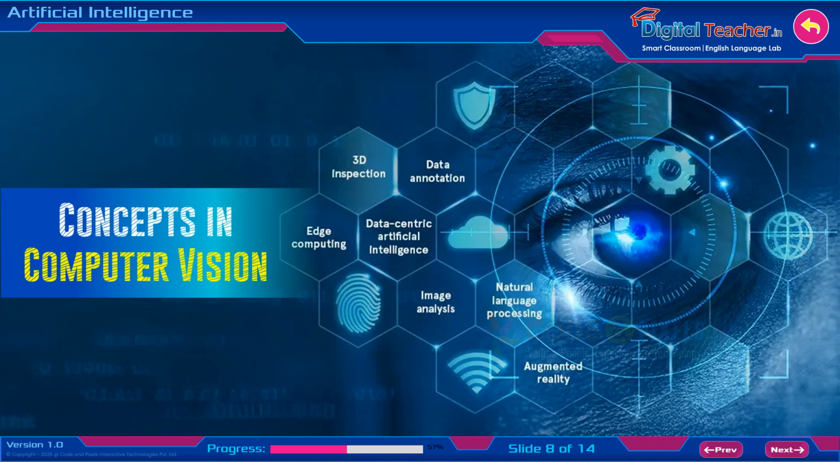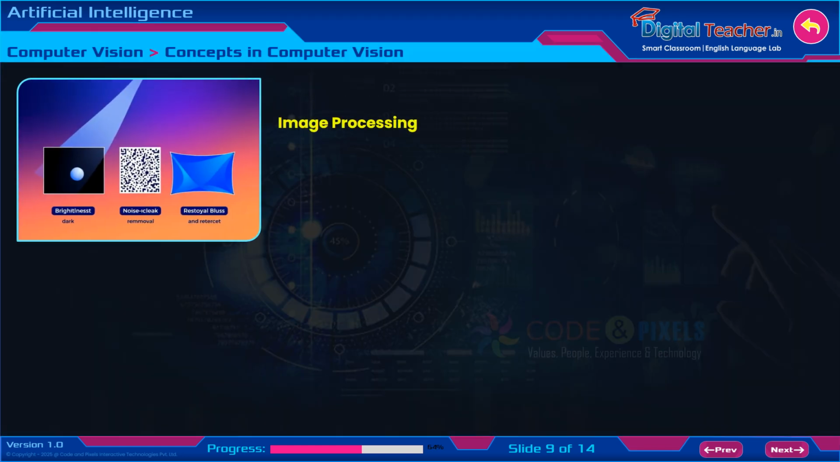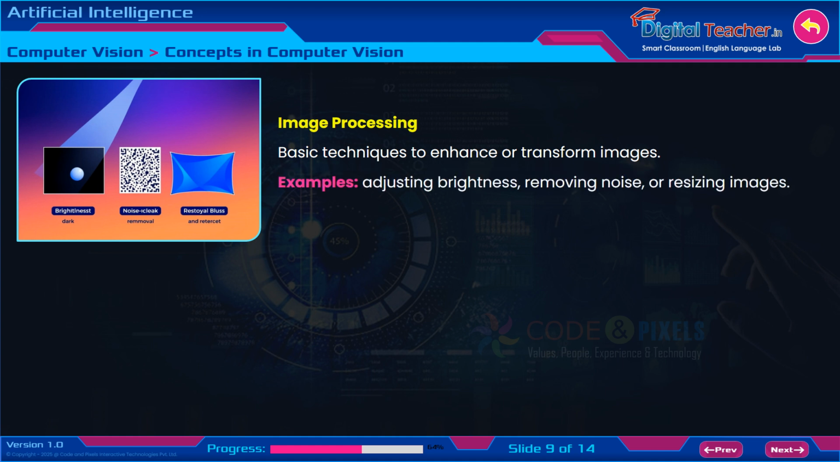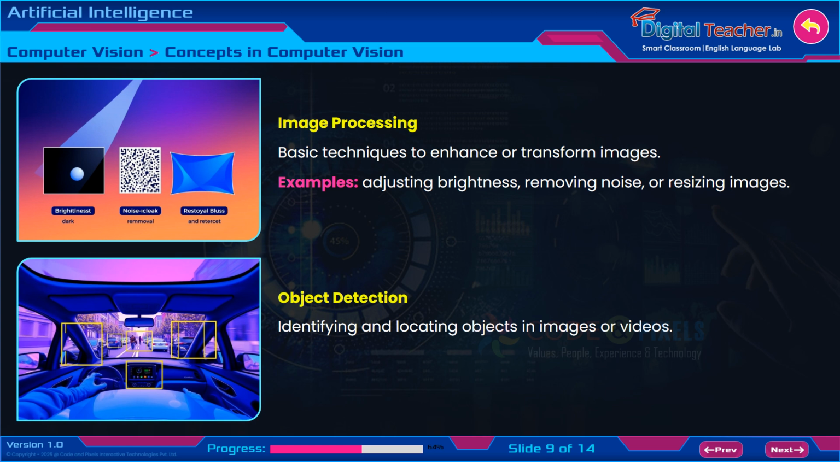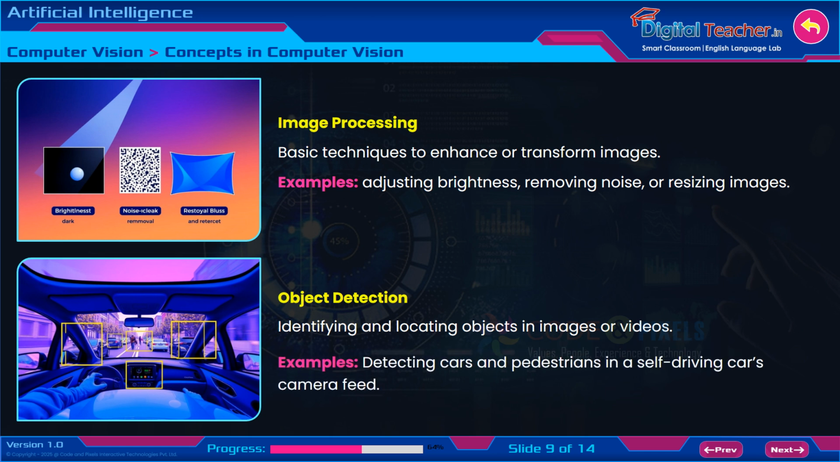Concepts in computer vision. Image processing: basic techniques to enhance or transform images. Examples: adjusting brightness, removing noise, or resizing images. Object detection: identifying and locating objects in images or videos. Example: detecting cars and pedestrians in a self-driving car's camera feed.